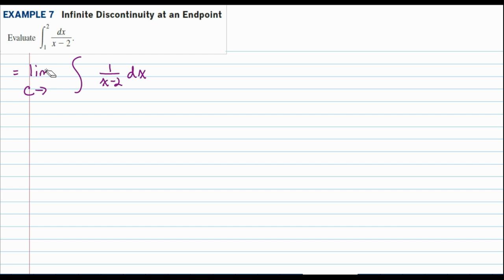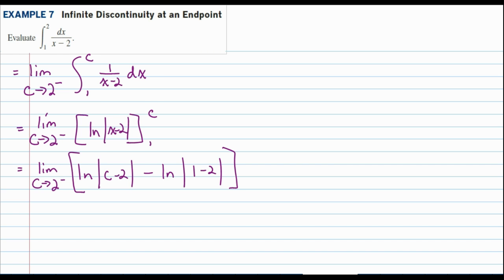So we're going to take the limit as c approaches, this time, 2 from the left, from 1 to c. Now we're picking from the left because 1 is to the left, so we want those values coming in from 1 approaching 2. So now that will find us the area under the curve, with this infinite discontinuity at an endpoint. So the antiderivative is the natural log of the absolute value of x minus 2.